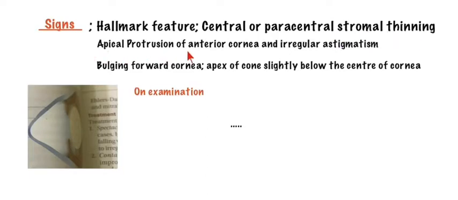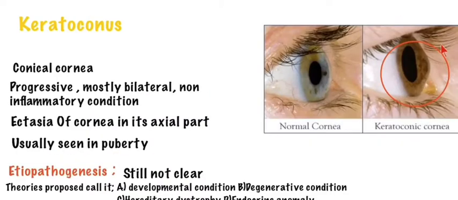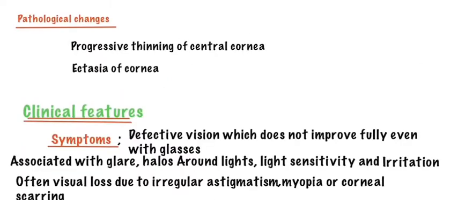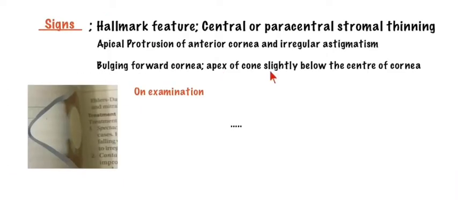Then there is apical protrusion of the anterior cornea and irregular astigmatism. Irregular astigmatism is there in keratoconus, and that is one of the main reasons for visual defect. The apical protrusion of the anterior cornea is nothing but a bulging out of the cornea in a cone shape. In this picture, in the bulging forward cornea, the apex of the cone is slightly below the center of the cornea.